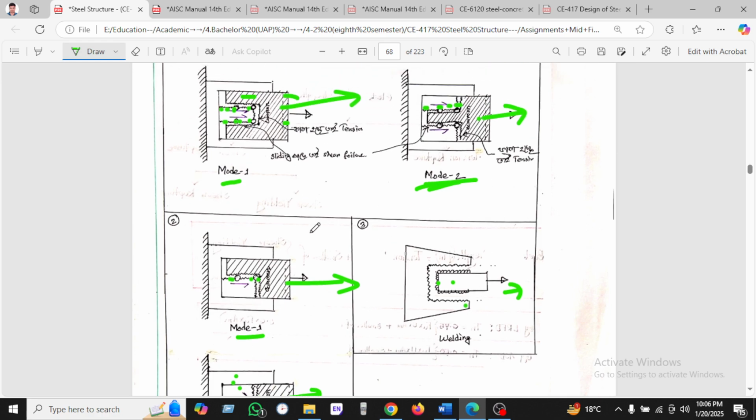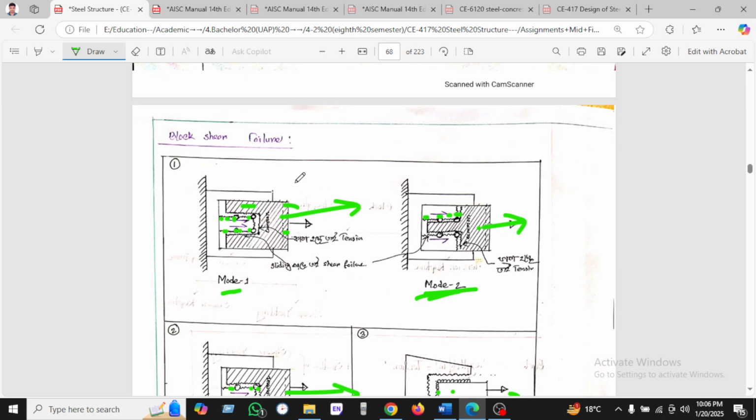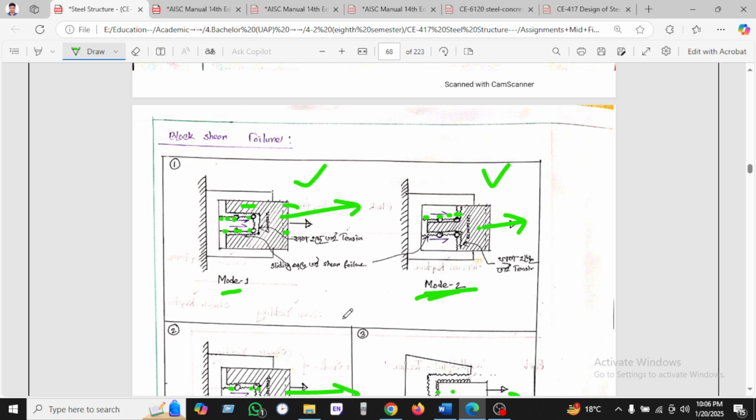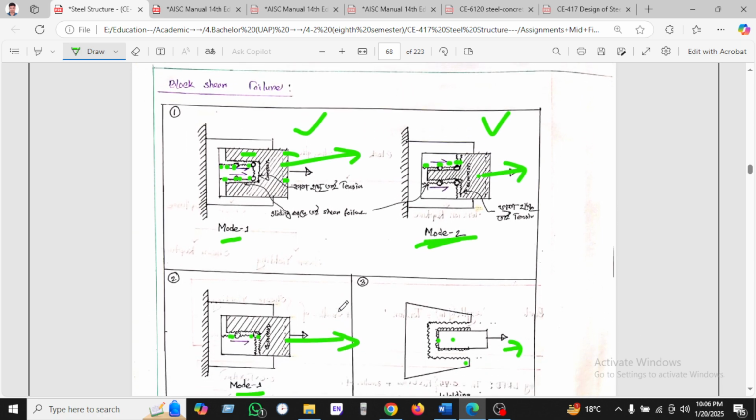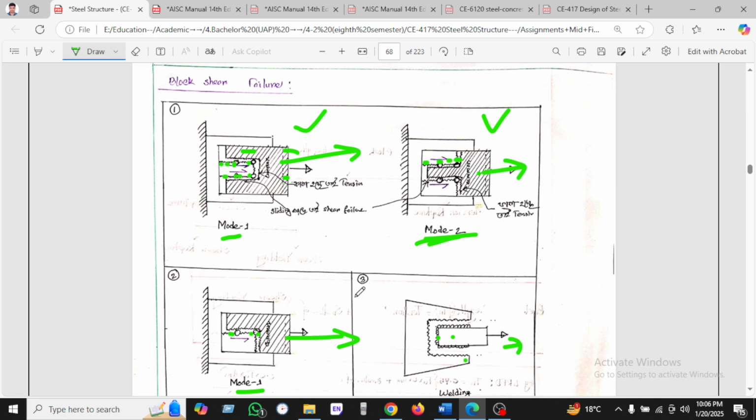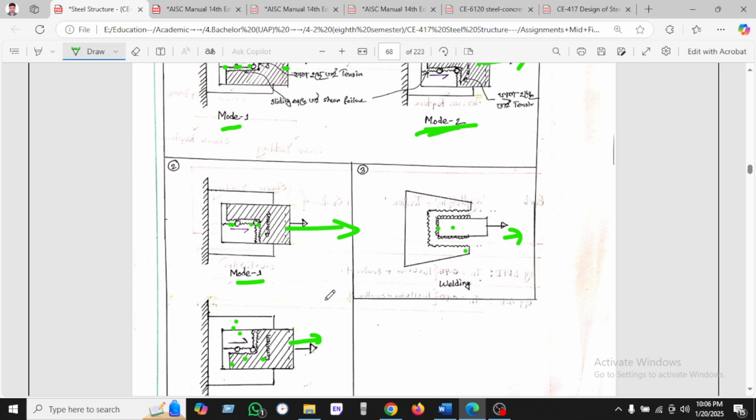Remember that block shear is very important, and you have to assume which mode is operating, such as mode 1 and mode 2. We can convert to other modes, like mode 3 through mode 6. I'm not explaining modes 3, 4, 5, 6, as it takes more and more time. That's why I'm summarizing, to reduce the time in this lecture.